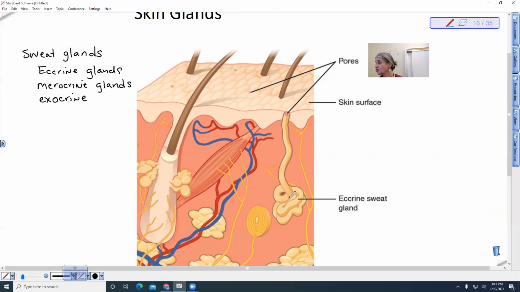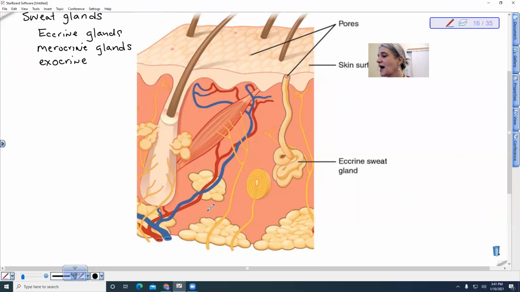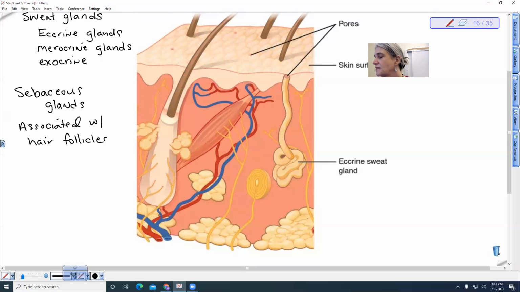Notice that they are not associated with hair follicles. So this is an example of a hair follicle. And here we have another type of gland. So this is what we refer to as the sebaceous gland. These are associated with hair follicles. And they do not produce sweat, they produce sebum. It's sebum because of sebaceous, S, sebum.